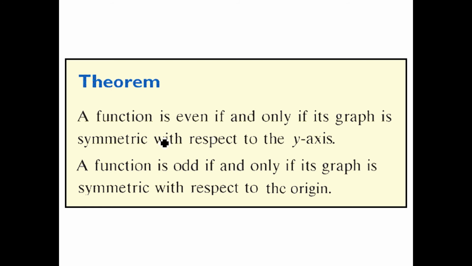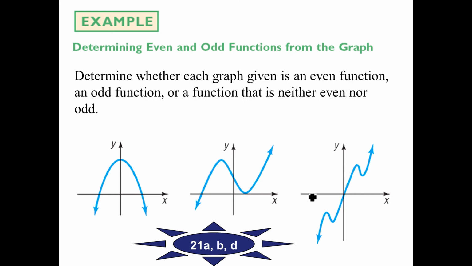So let's go ahead and take a look at the theorem here. A function is even if and only if its graph is symmetric with respect to the y-axis. So we're even if we are symmetric with the y-axis, and we are odd if we're symmetric with respect to the origin. So let's take a look at the graph here. This graph is symmetric to the y-axis, so this is going to be even. And you'll notice here if we take this point here, that x matches up with this y value up here. If we went to the negative, same distance from the y-axis, we'd have the same y value. So that's going to be even and symmetric to the y-axis.